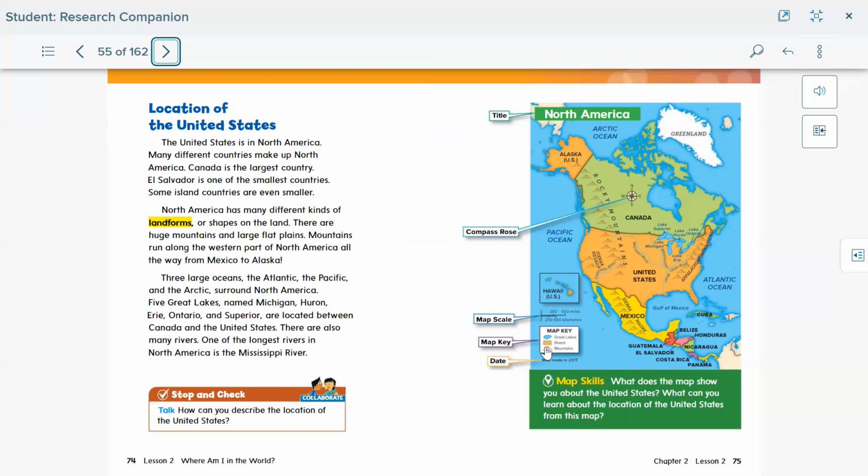So we have here things that we are using. This is the title of a map, North America. Then we have the compass rose that shows direction: north, east, west, south. And we have the map scale that gives you distance. And then we have the map key that has symbols that represent places. And then we have the date that this map was made, 2017, as we see.